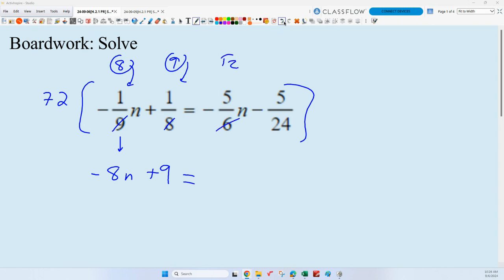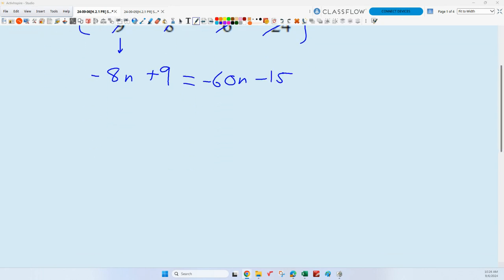12, times negative 5n is what? Negative 60n. And finally, 72 over 24, 3, times negative 5 is negative 15. And from there on out, I mean, that's no big deal, right? We won't even mess with that. You guys can do all that stuff.